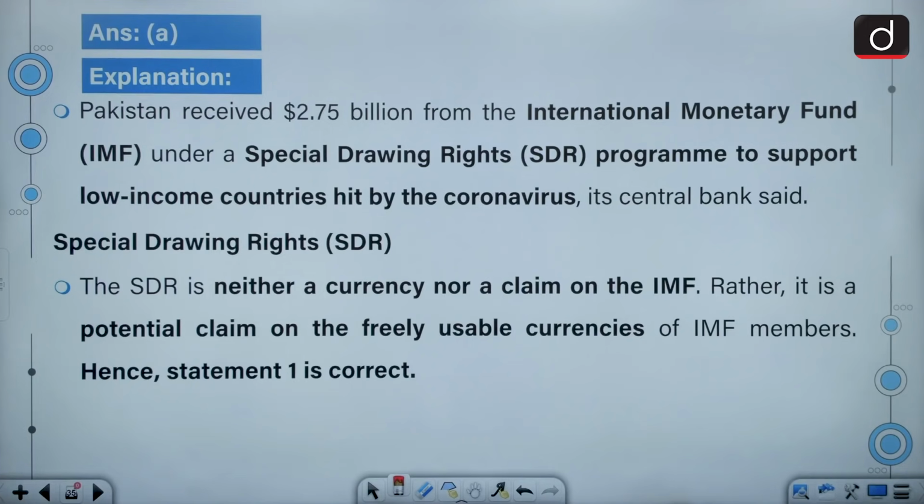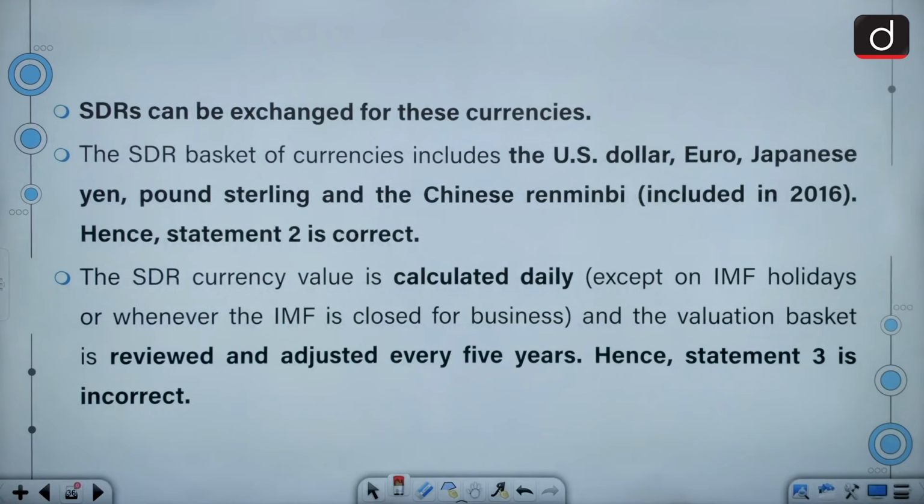Pakistan received $2.75 billion from the International Monetary Fund under the Special Drawing Rights program to support low-income countries during the coronavirus. Its central bank said, special drawing rights are neither a currency nor a claim on the IMF, rather it is a potential claim on the freely usable currencies of IMF members. SDRs can be exchanged for these currencies. The SDR currency value is calculated daily, except on IMF holidays or whenever the IMF is closed for business, and the valuation basket is reviewed and adjusted every 5 years.